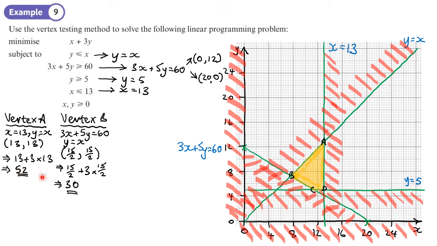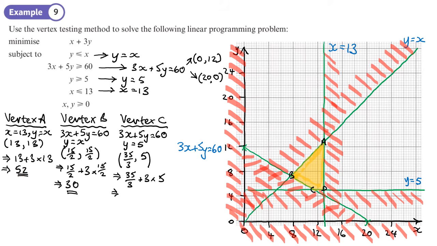So that's lower than 52, but we need to test all the vertices. Vertex C is the intersection of the lines 3x plus 5y equals 60 and y equals 5. That gives us this coordinate here, 35 over 3, 5. Put into the objective function, that gives us 80 over 3. We want to be able to compare it, so that equals 26 and 2/3. So you can see this one is even smaller. We don't finish yet. We've still got one more vertex to go.